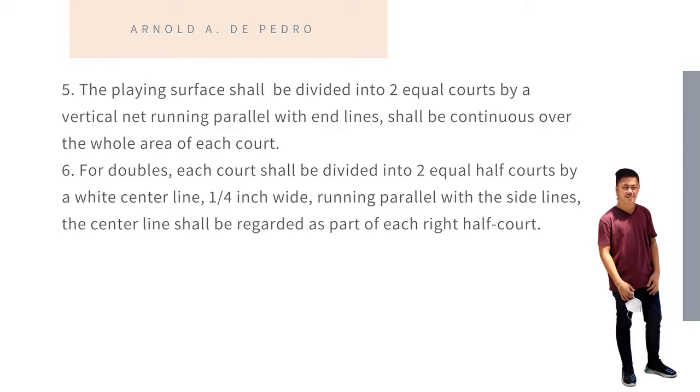Lastly, number 6. For doubles, each court shall be divided into two equal half courts by a white center line, 1/4-inch wide, running parallel with the sidelines. The center line shall be regarded as part of each right half court.